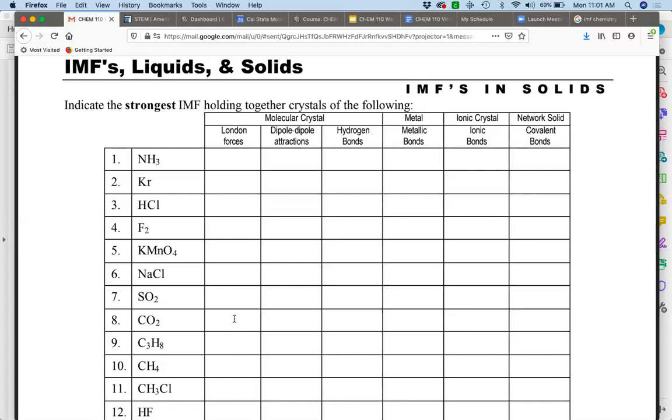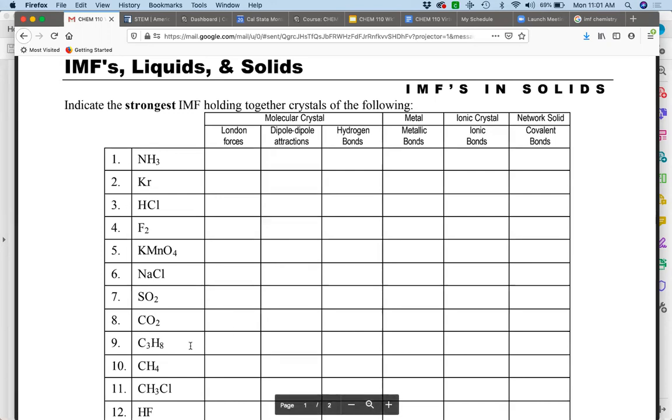So notice these are two molecules that have very similar structures in terms of their composition, but because of that additional lone pair in the case of sulfur dioxide, it's going to have dipole-dipole as the strongest interactions, whereas carbon dioxide would have only London dispersion as the strongest interactions.